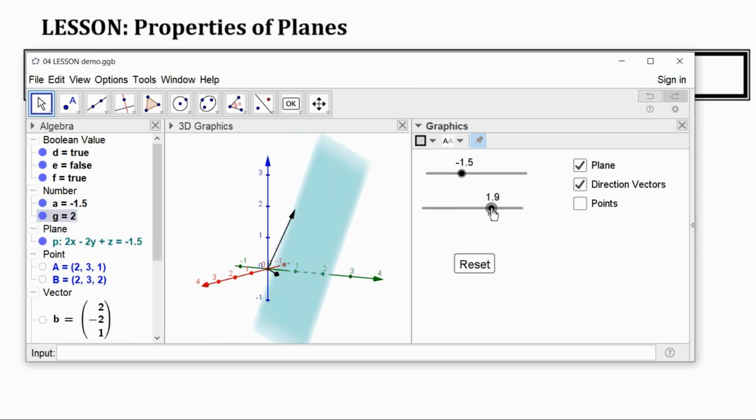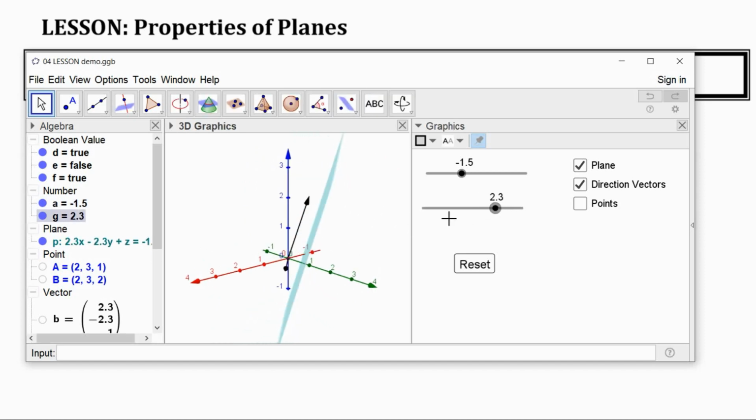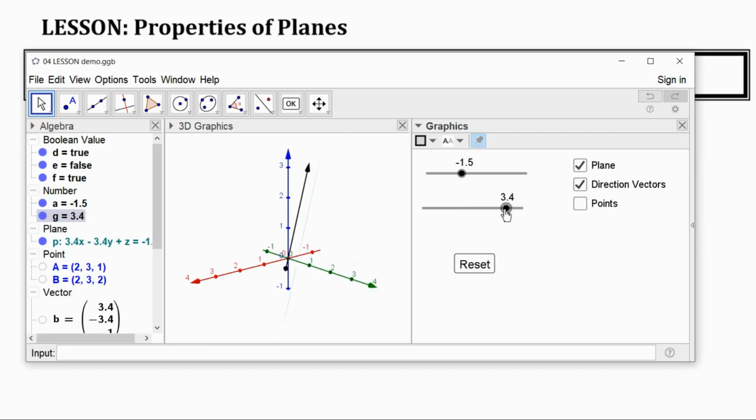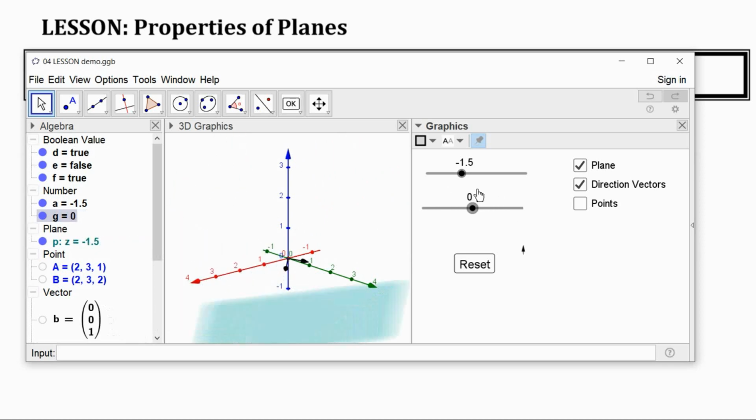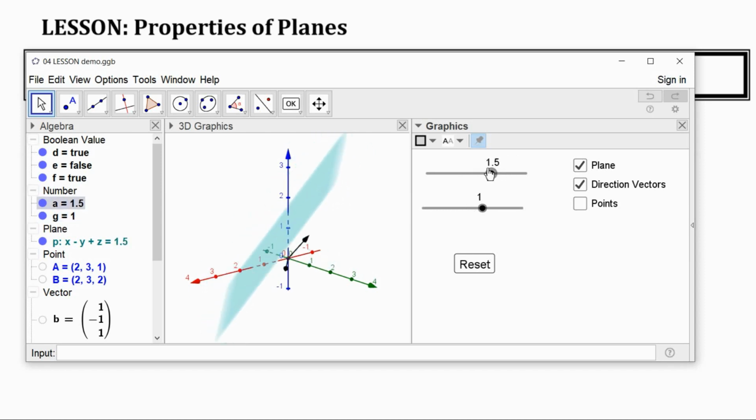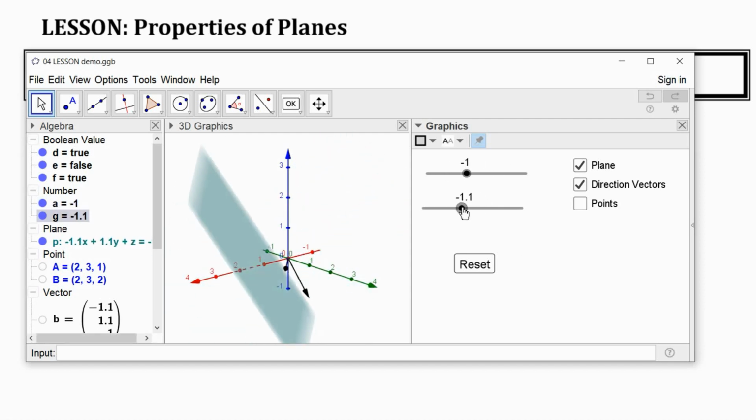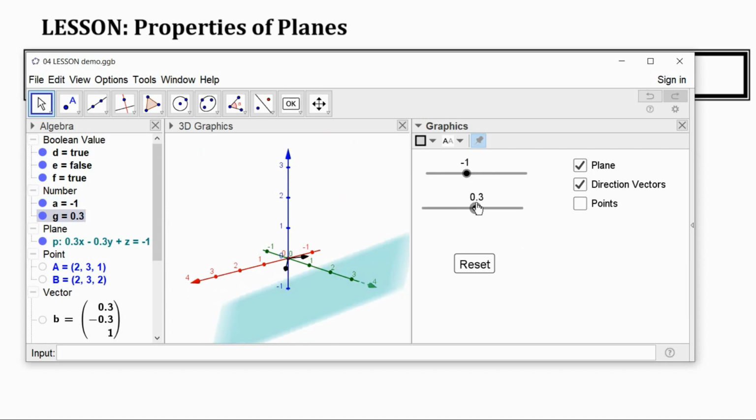So if I change one of these direction vectors, notice how the plane changes along with it, right? The plane is always going to be parallel to both. Again, think about that. That's why two direction vectors that are not collinear help define that plane. And then a point. So the direction vectors tell me the rotation of it, you could think of.